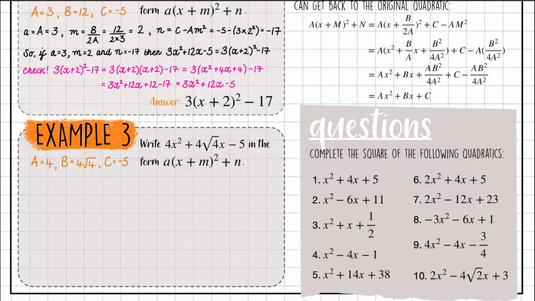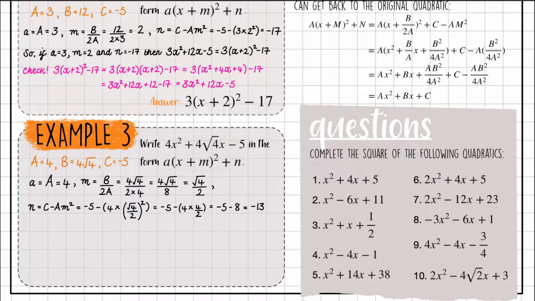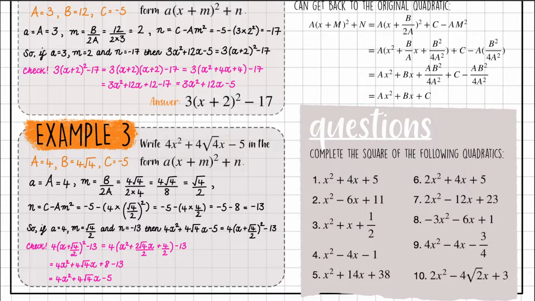Next, let's find the A, M and N that are in the completed square form. So we know A, M and N. Therefore, we can write out our completed square form, which is here. We've got 4 times by bracketed x plus square root of 4 over 2, all squared, -13. And here is me doing a check as usual to make sure I haven't messed up. All looks good, therefore our answer is correct.